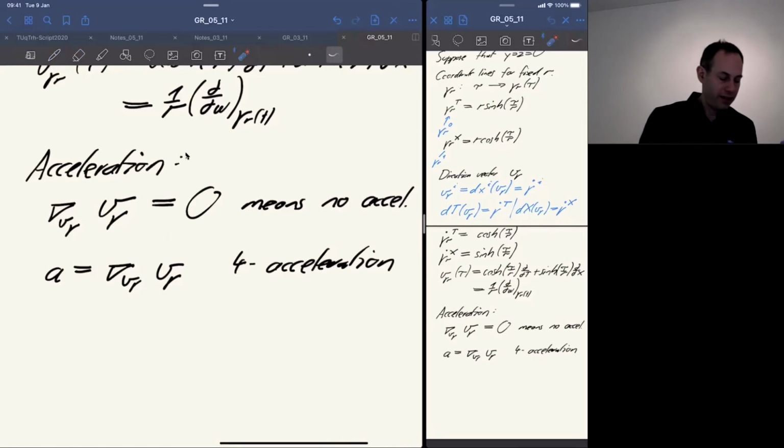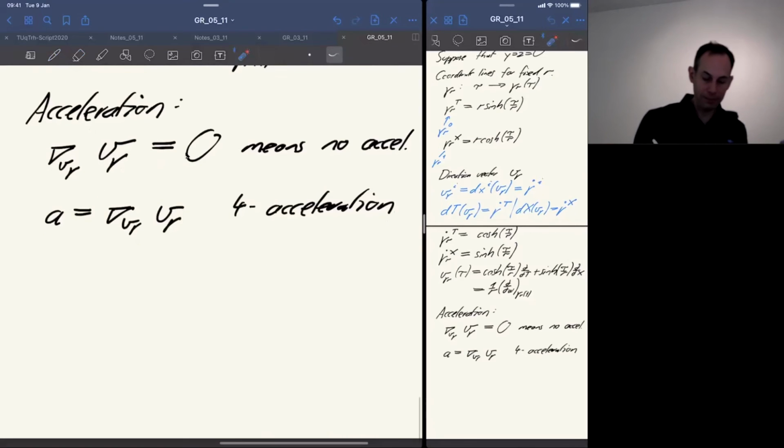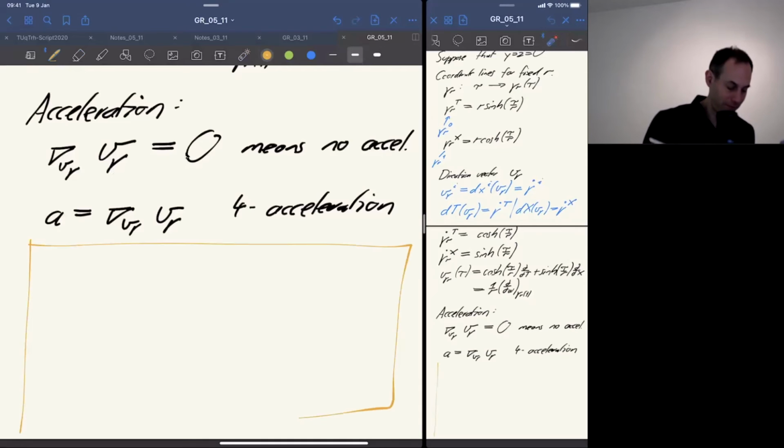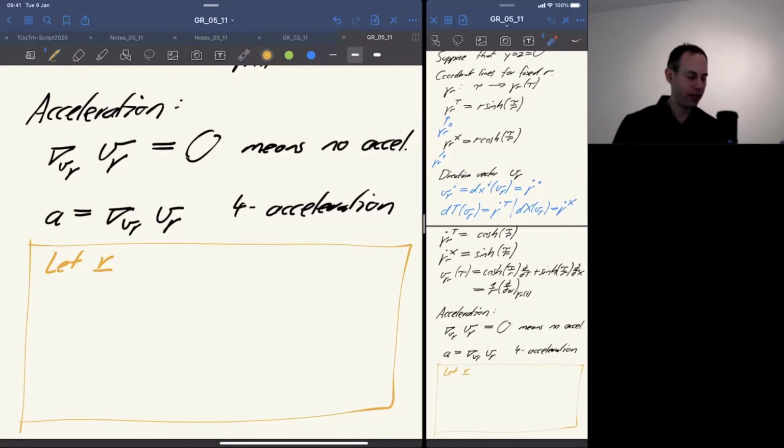So that's one criterion, but let's now see whether it indeed corresponds to what we would consider acceleration in our normal 3-space picture. And to do that, that's now independent of Rindler coordinates. So maybe I just put it in another color. This is just a little box as a remark about acceleration. So let us consider a situation where the 3-velocity of an object is small. So we look at an object and we want to understand its acceleration.